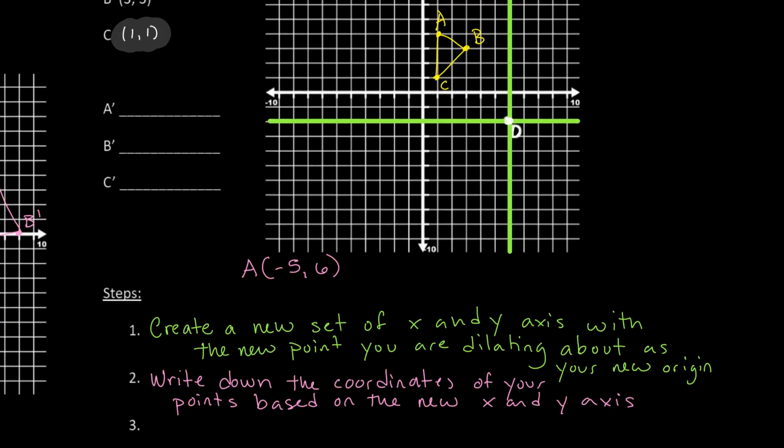I'll do it again. For B, treating D like our origin, B on the x-axis is over 3, so negative 3, and up 1, 2, 3, 4, 5. So B is located at negative 3, 5. And C, C is at negative 5, 3. Good.